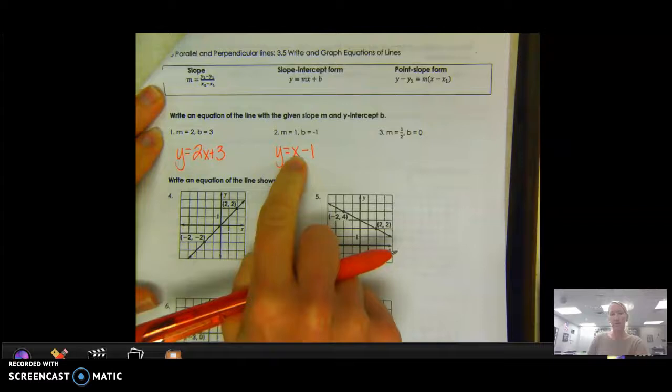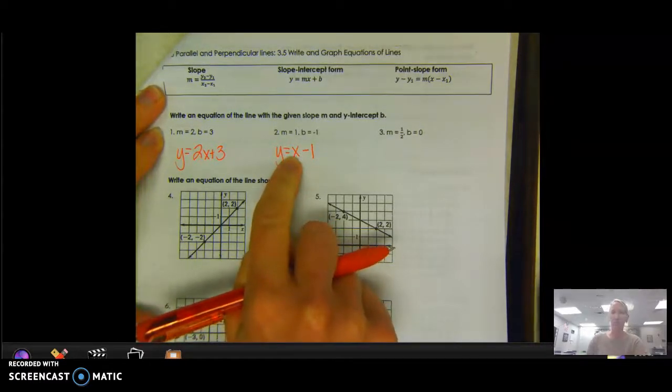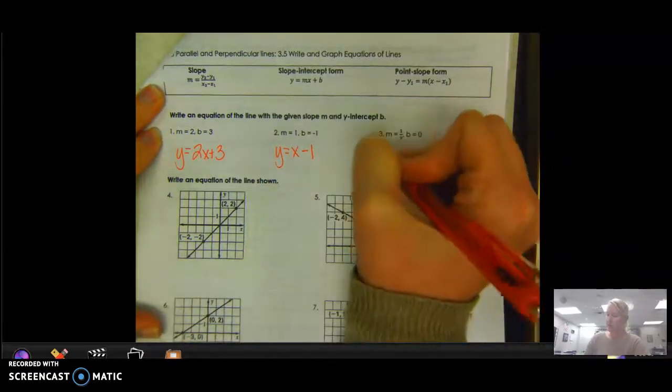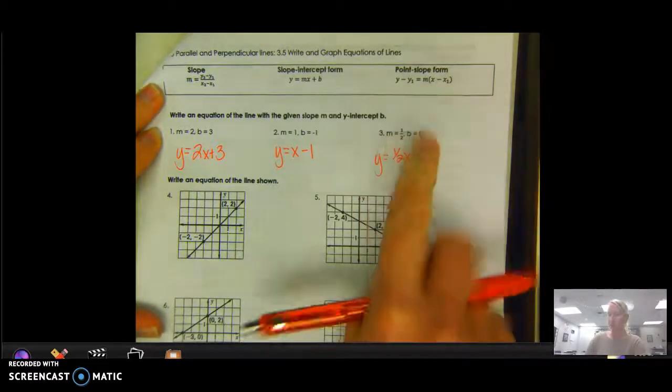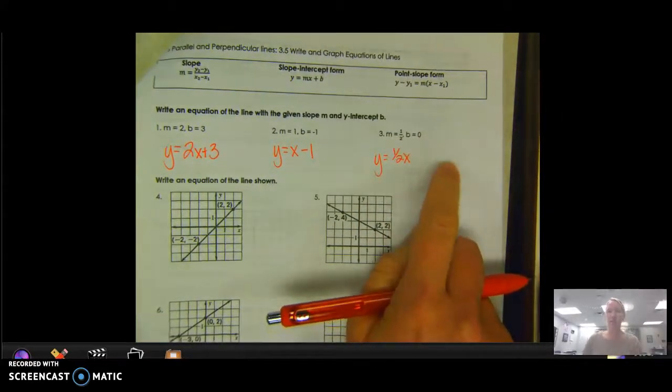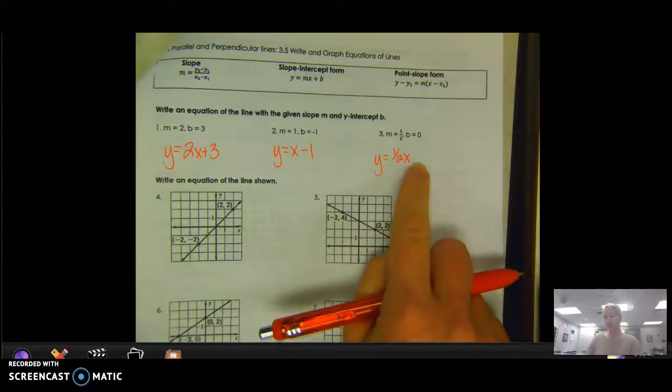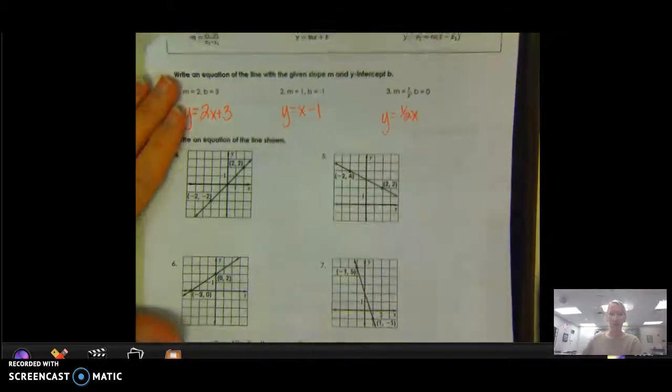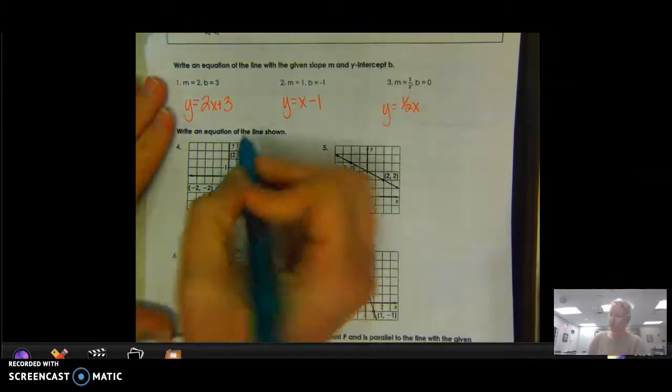You can put the 1 in front of this x for the slope, but you don't have to have it because it's the invisible 1 that's already there. And then y equals 1/2 x. You can put plus 0, but since there is nothing there, we already know that that is a y-intercept of 0.